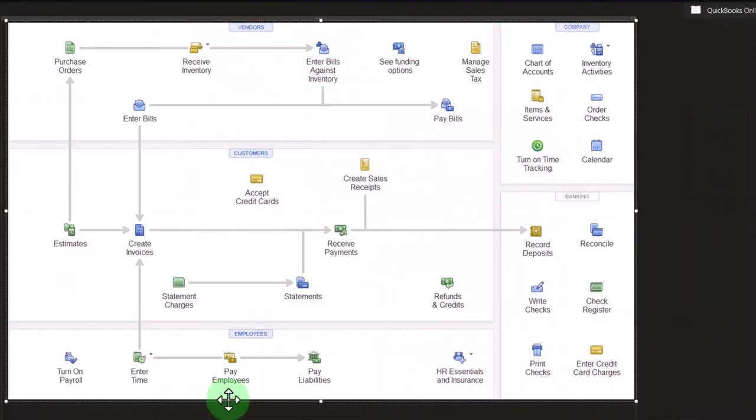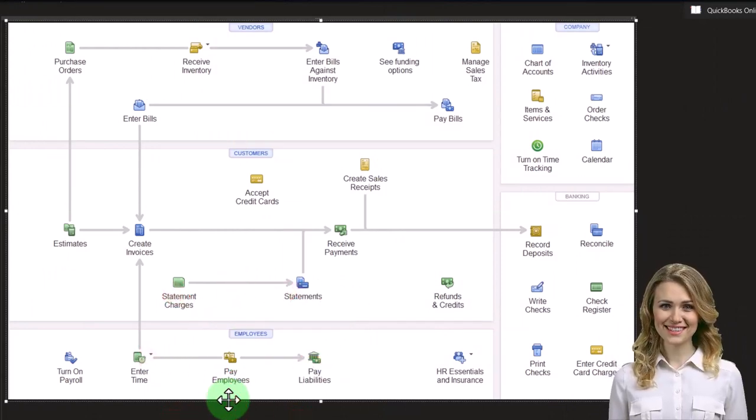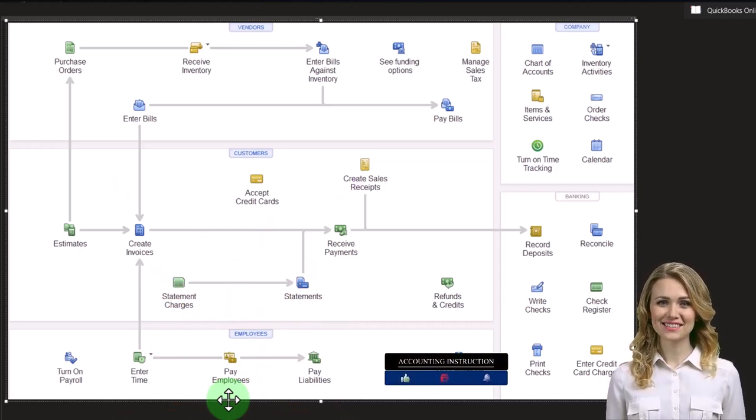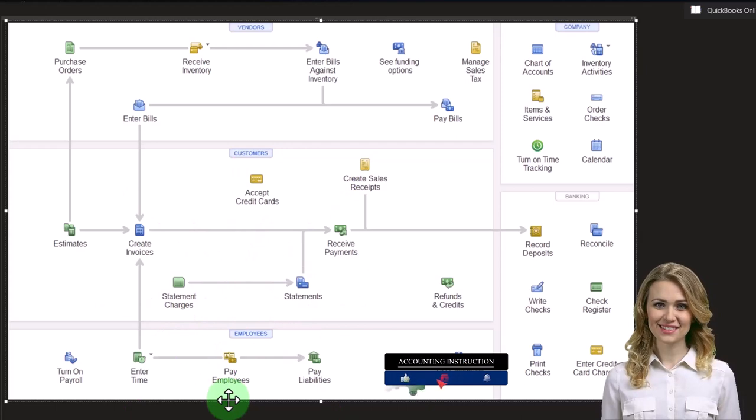Then, of course, we've got to turn on the payroll, set up the payroll so we can process the payroll, which we will do periodically, typically weekly, bi-weekly, semi-monthly, or monthly. We are doing it monthly for the purpose of our practice problem.